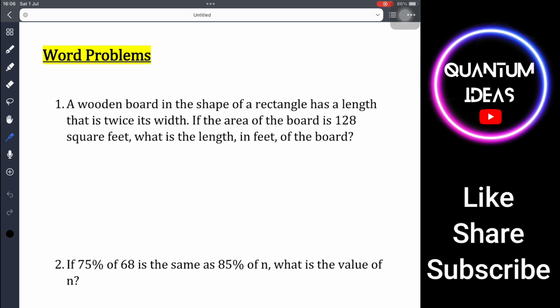So today I'll be talking about word problems. Let's solve some random word problems, and they are asked very often in the SAT exams. So let's get started. Let's see number one.